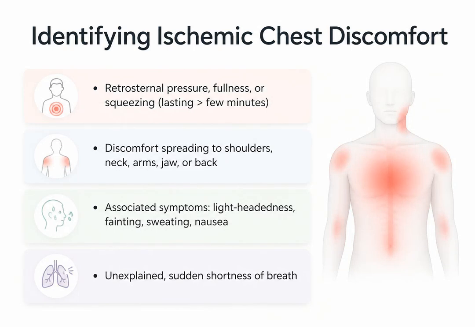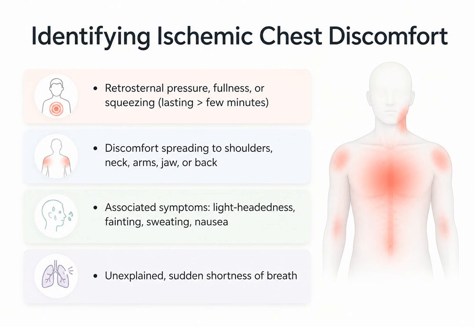Recognizing the symptoms early is our first line of defense. The most common symptom of myocardial ischemia is retrosternal chest discomfort. Notice I said discomfort, not necessarily pain. Patients often describe it as a pressure, tightness, or squeezing in the center of the chest. This discomfort can radiate to the shoulders, neck, arms, jaw, or back, and is frequently accompanied by sweating, nausea, or sudden shortness of breath.